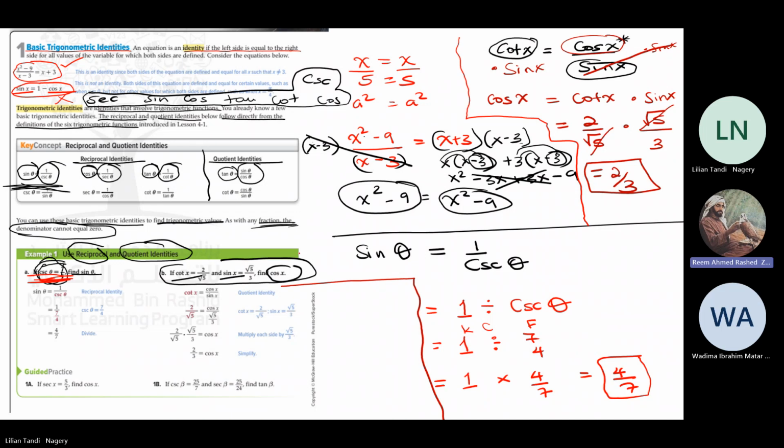Secant is 1 over cos. Okay, that's the rule. Secant, where is it? Yes, okay. Secant, okay. You are using this. Why is my pen not writing? Okay. You're using this, okay. Secant equals secant of theta or x, it doesn't matter, equals 1 over cos of theta.